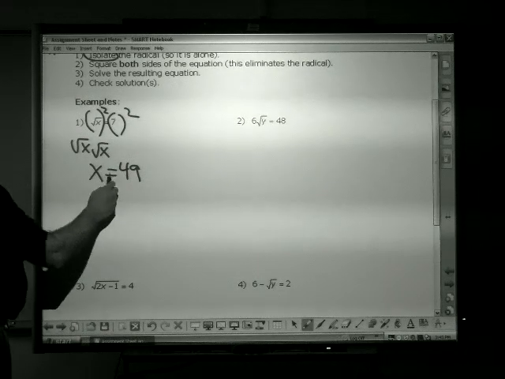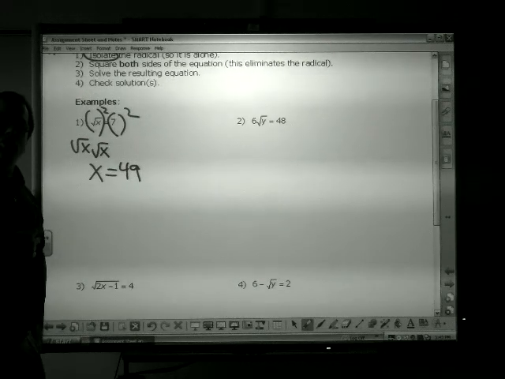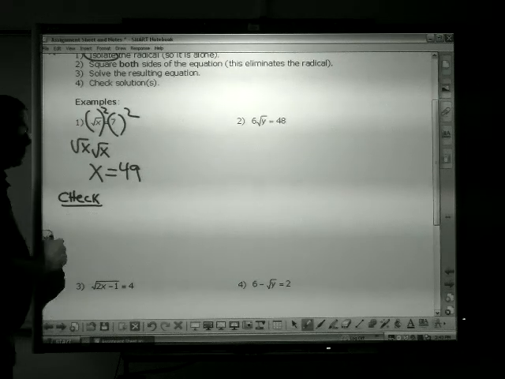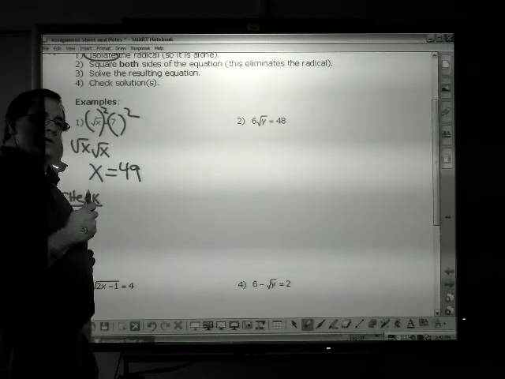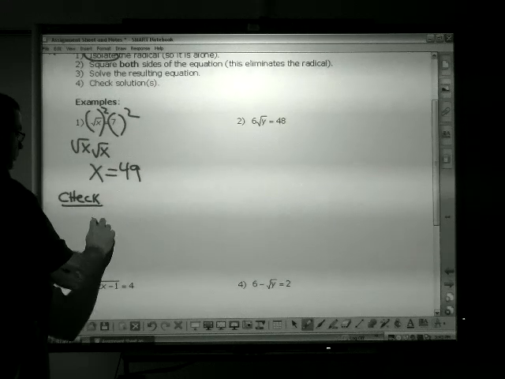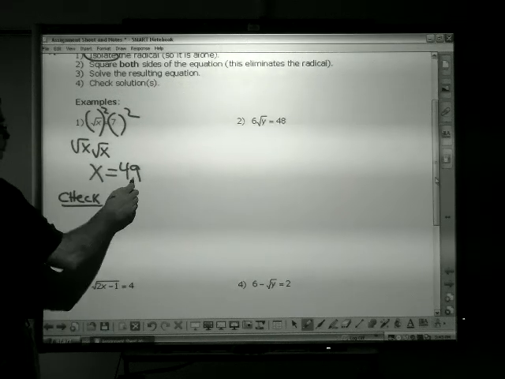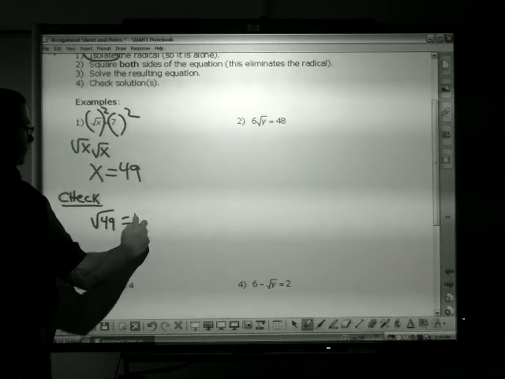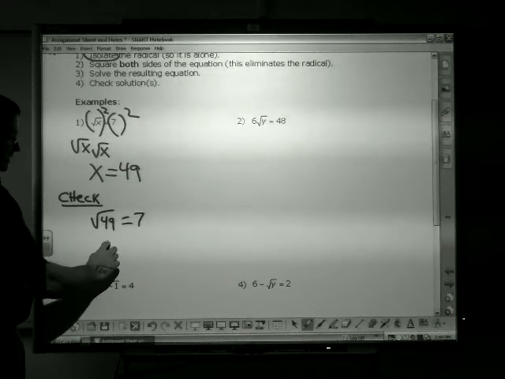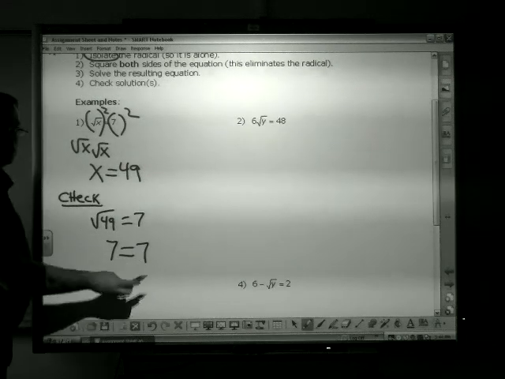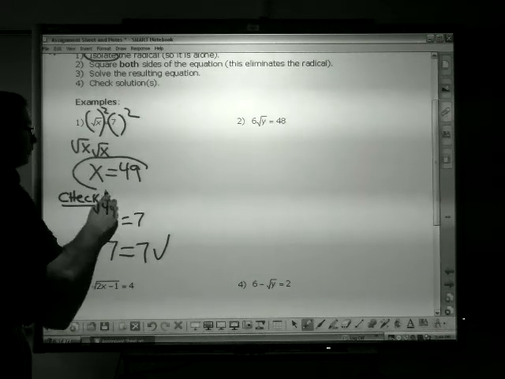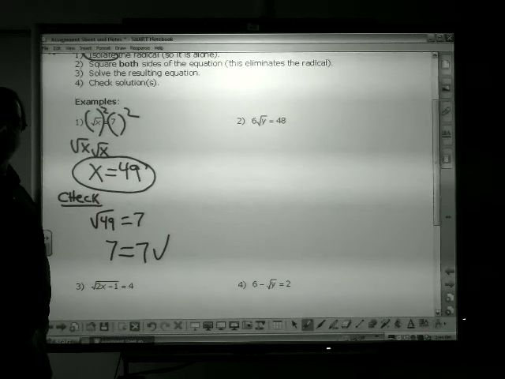This is solved. Now I need to check my solution. Okay, so I'm going to do a check. So we haven't done a lot of checks this year. You definitely always have to check when you do square root equations. So to check, I start with the original, but instead of x, I put the number of my solution. And now I work on the one side. The square root of 49 I know is 7. And I ask myself, does that equal the thing on the other side? It checks. After I've made my check, I will circle my answer.